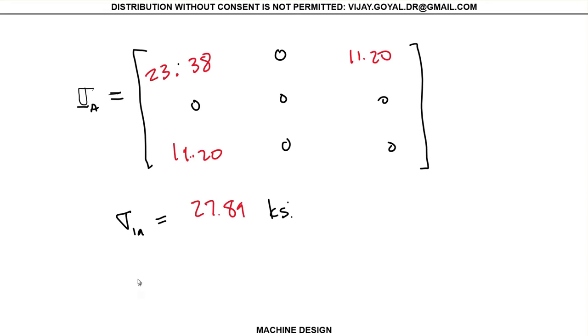And now, instead of using sigma 1, I could use sigma 1 if I wanted to, but I want to use von Mises. And your code actually gives you your von Mises stress, that's 30.39 KSI. Sorry, alternate. This is given in your code.